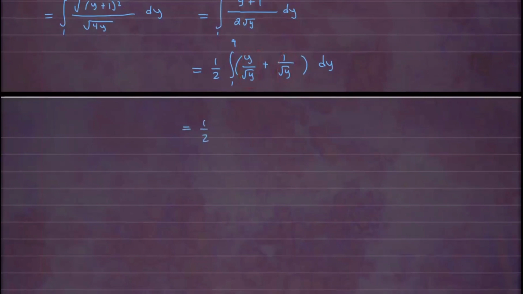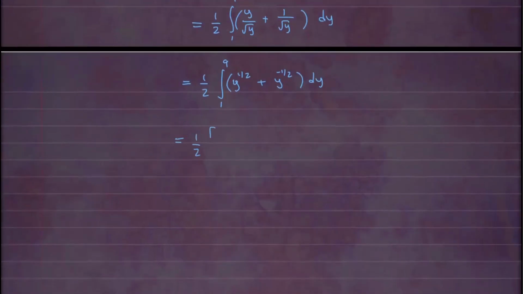Now before integrating, again, simplify these and rewrite. So this is 1/2 times the integral from 1 to 9. So y over the square root of y is really y to the power of 1/2, plus the second one is y to the power of -1/2. And now we integrate using the power rule of integration. So we have 1/2, and the first term when you integrate, you'll have y to the 1/2 plus 1, that'll give you y to the 3/2 over 3/2. And then for the second term you integrate, you have y to the power of 1/2 over 1/2, which is the same as 2y^(1/2). And now we can evaluate this from 1 to 9.